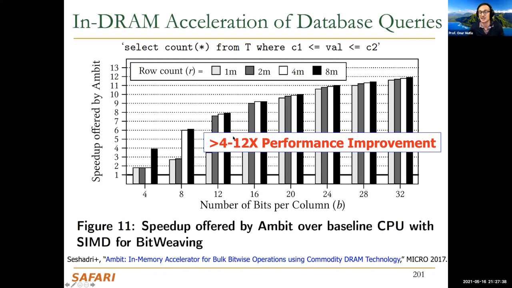Basically, this is end-to-end execution time of queries. We see more than 4x to 12x performance improvement. And the performance improvement increases with the size of the data set, of course, until your data set fits in the DRAM chip. And if you can partition it, of course, it's better.